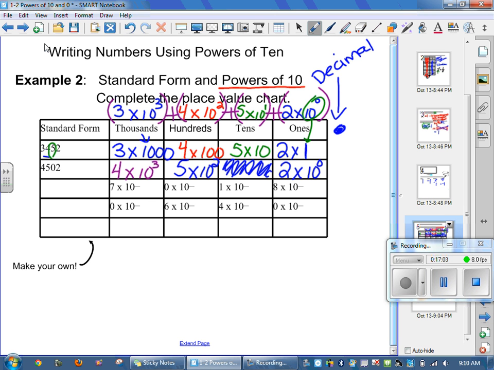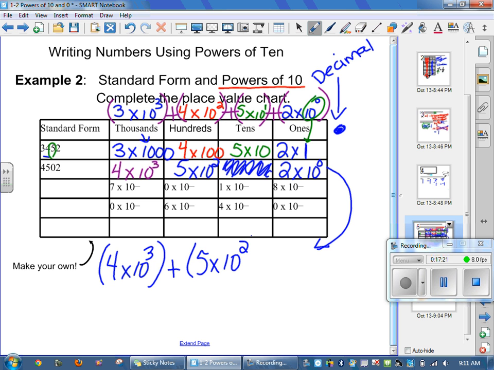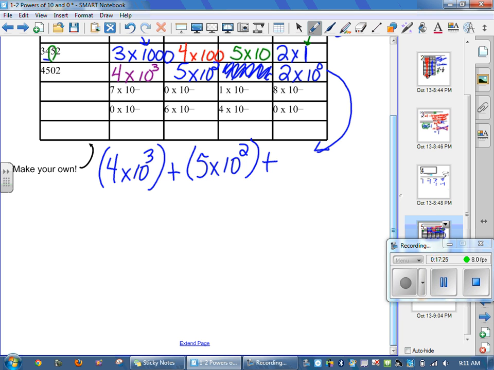So this guy we have to write with our brackets now. So now we're going to have 4 times 10 cubed in brackets, plus 5 times 10 squared in brackets, plus, and then our very last one, 2 times 10 to the 0 in brackets. Okay, so this guy's coming down, and this is how he's going to be written here.